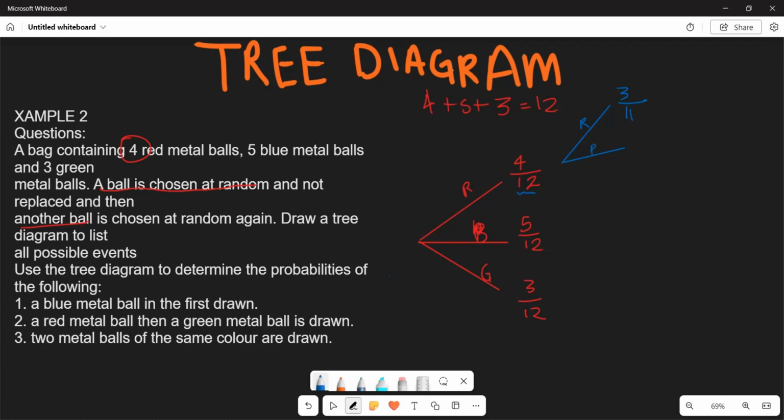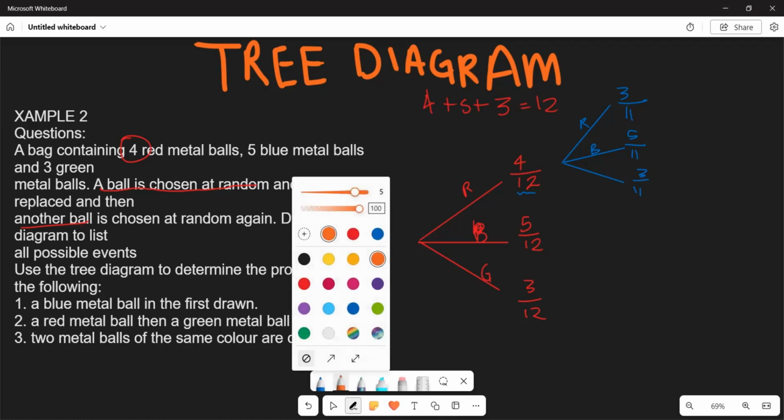Now, for the blue ball, what is it going to be? Because we are already choosing the red one, the blue and the green remain the same, which means it's 5, but the totality is still 11 because one ball was already taken out. And the green is also going to be 3 out of 11 altogether.